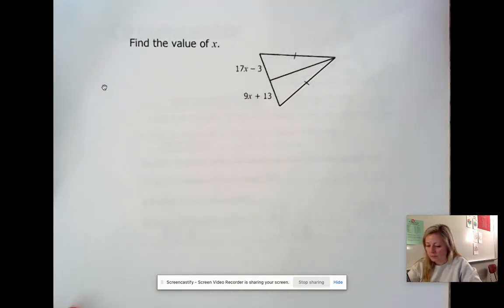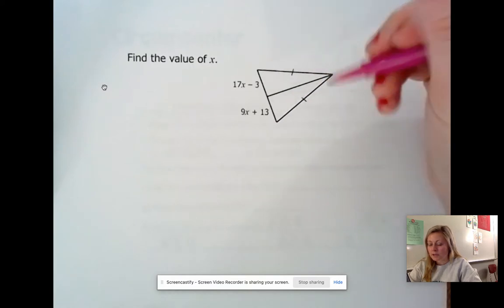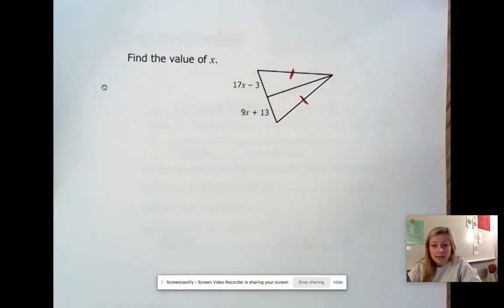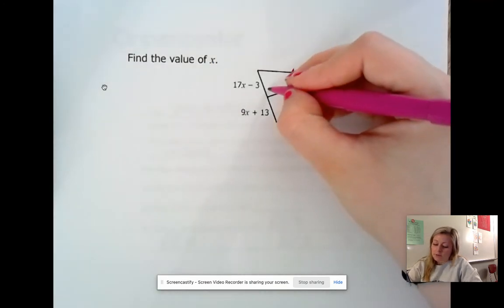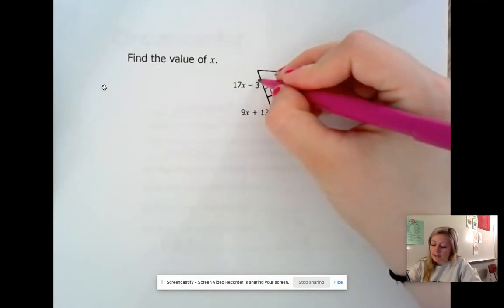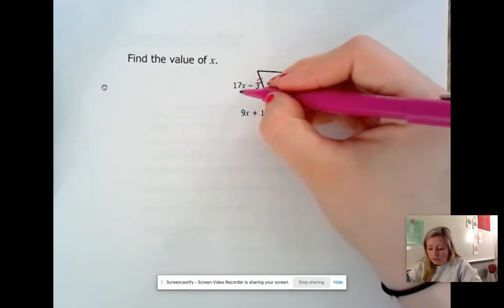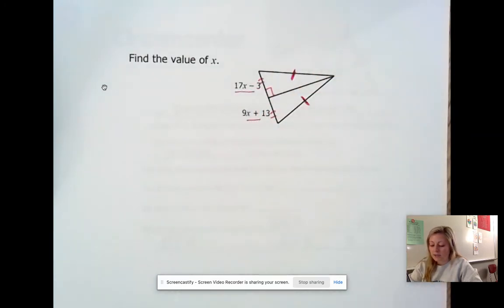Okay, let's do another one. So now this is kind of representing the converse. This time we are told that these two sides are the same, which would mean what? Which would mean that this would be a right angle and it's cutting that side in half. So again, long story short, this guy is equal to this guy.